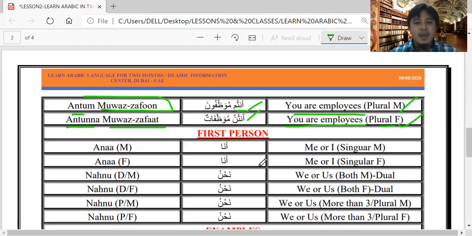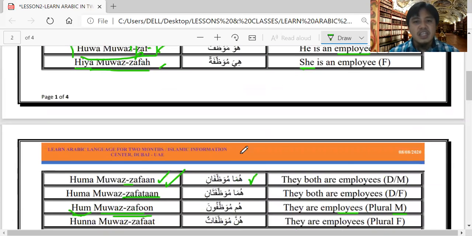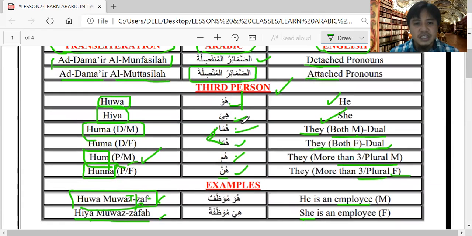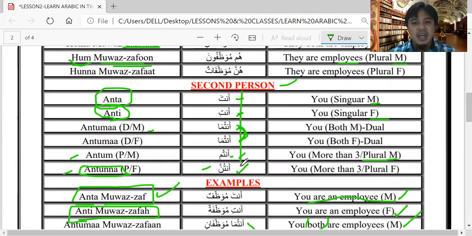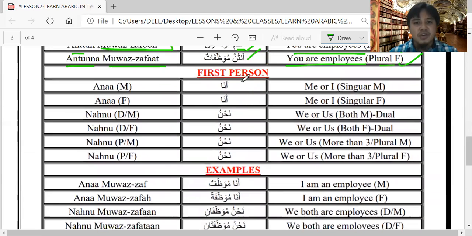Okay, so remember what we are studying here for the second lesson is the detached personal pronouns. All of this, the third person, huwa, hiya, huma, hum, hunna, are detached personal pronouns. And anta, anti, antuma, antum, antunna, also detached personal pronouns, second person. And the first person, of course, all of these are detached personal pronouns. About the attached personal pronouns, we are going to study that in our lesson number 3.